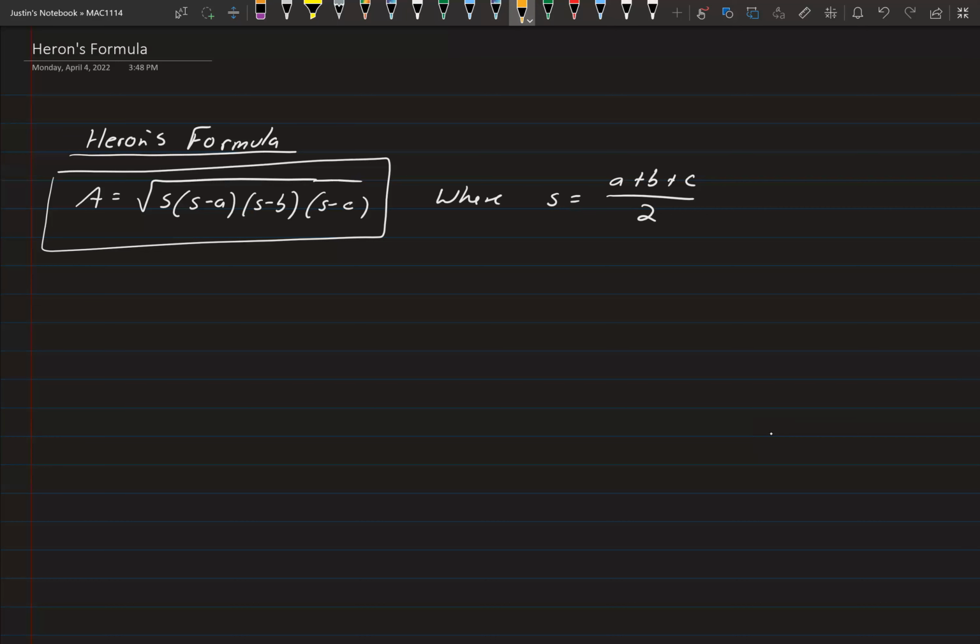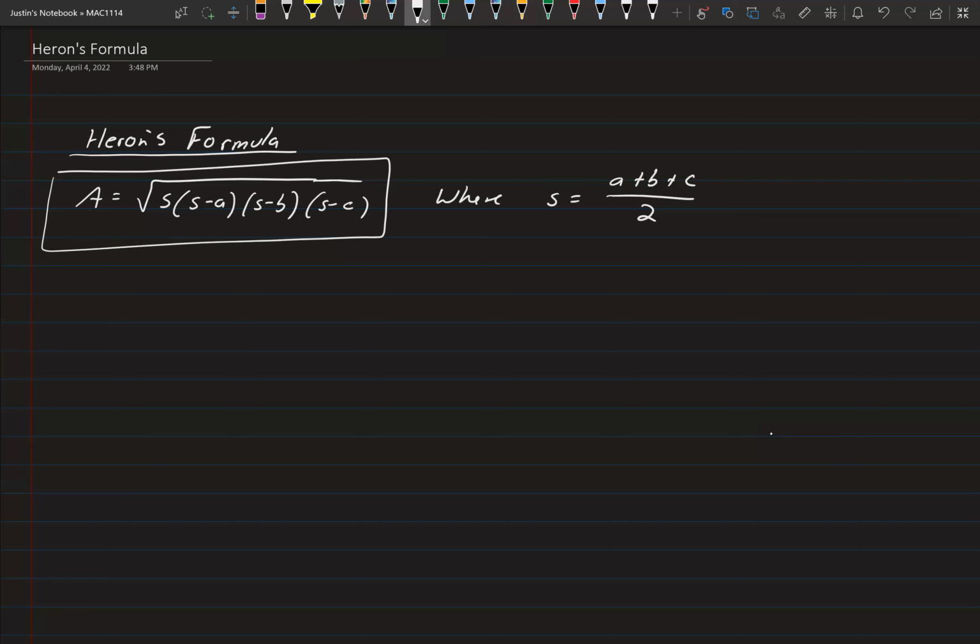So Heron, sometimes also referred to as Hero, grew up in Roman Egypt, in Alexandria, and was born around 10 AD. So this is a very long time ago, and he was able to derive a beautiful formula for us to find the area of a triangle. Pretty cool. There's many different ways to prove or derive this.